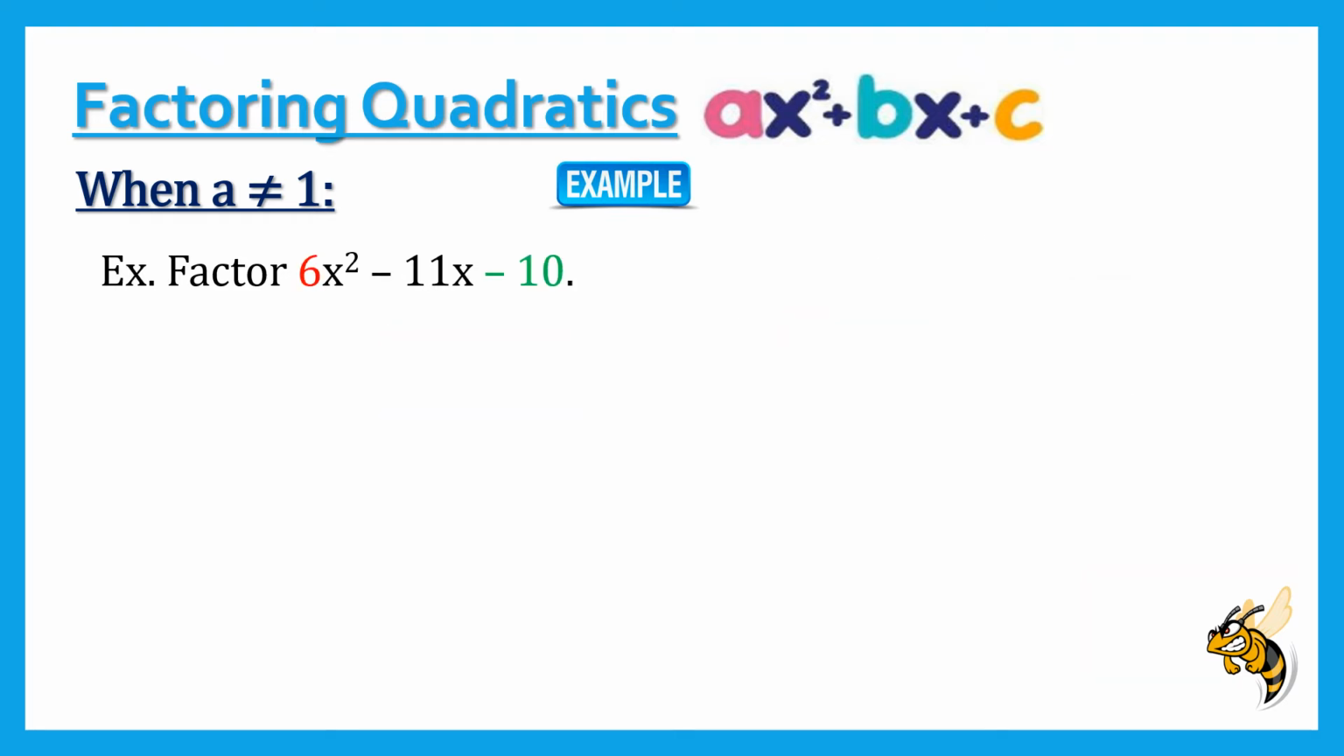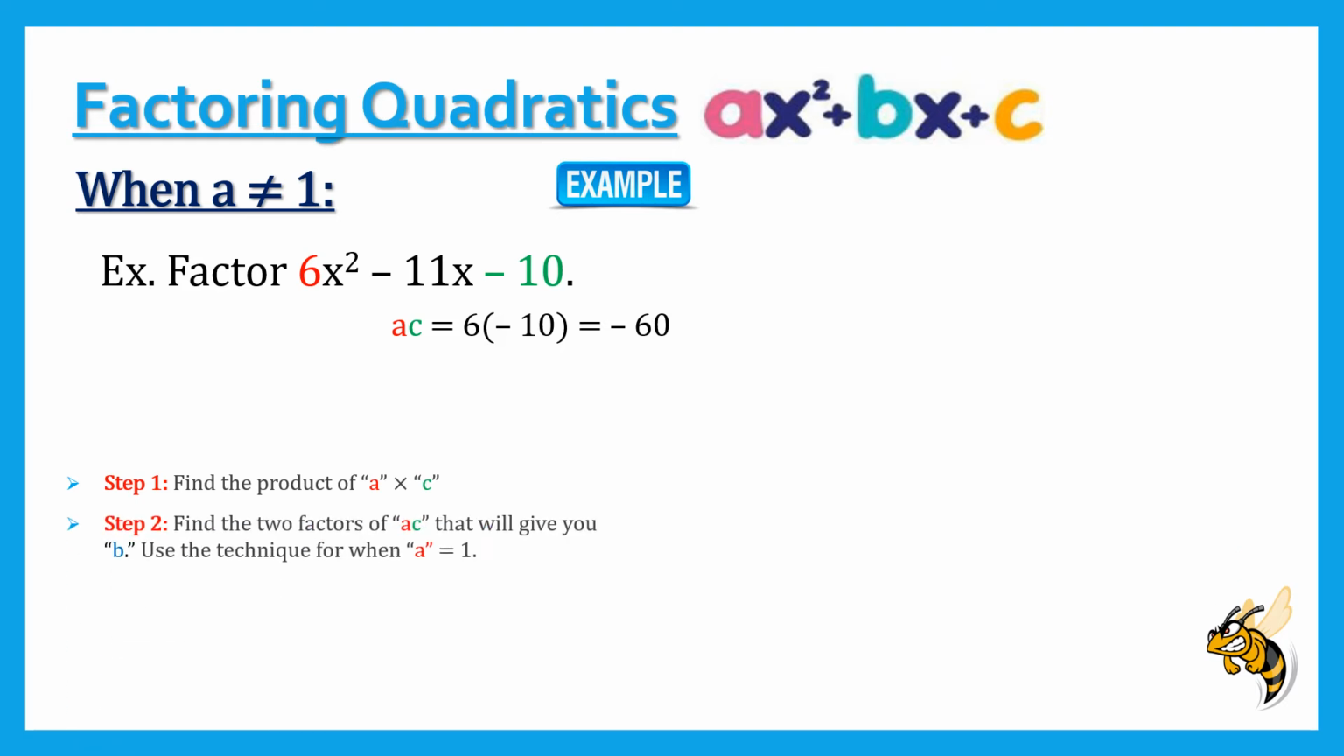Example. Factor 6x squared minus 11x minus 10. We need to find the product of a times c. If we take a good look, a is 6 and c is negative 10. So therefore, a times c is equal to 6 times negative 10, which is equal to negative 60.